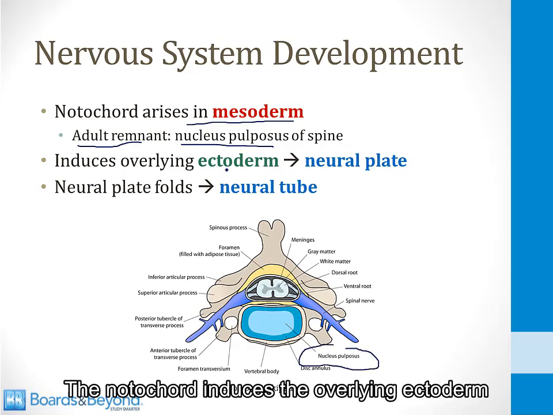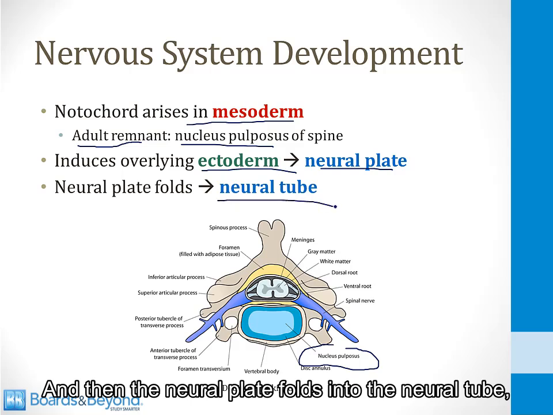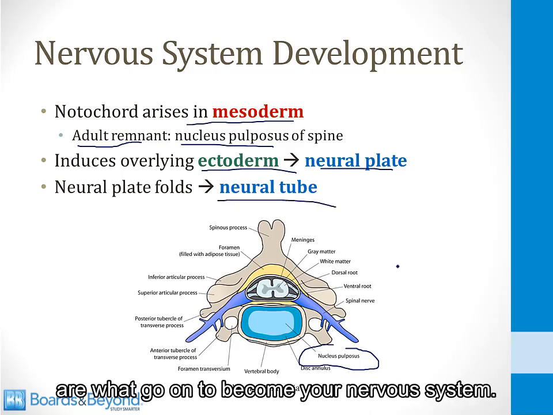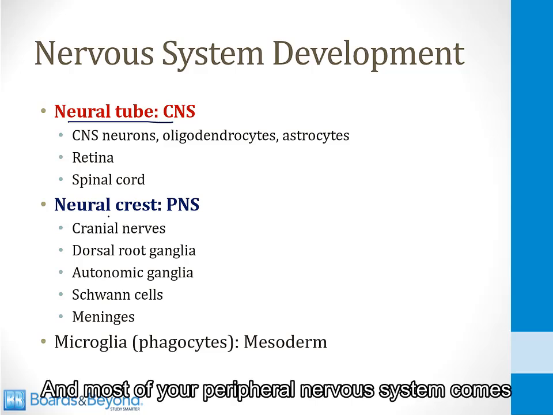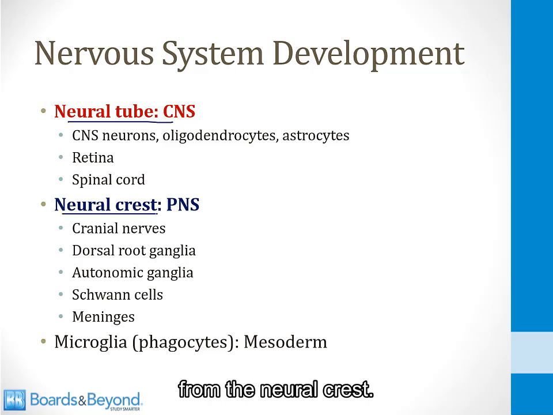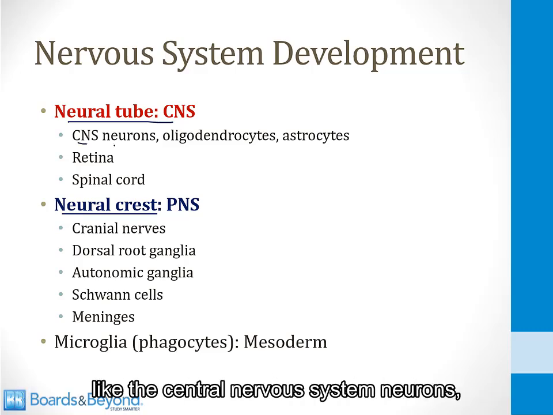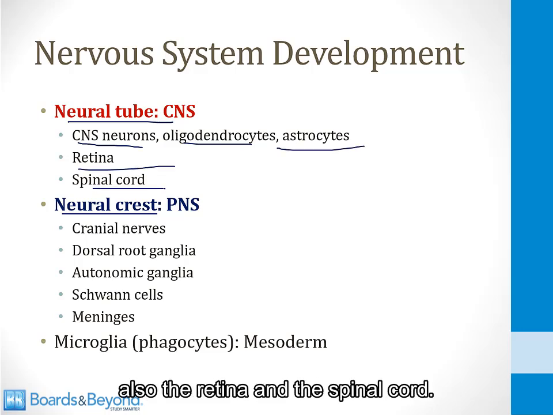The notochord induces the overlying ectoderm to become the neural plate, and then the neural plate folds into the neural tube, and the neural tube and the neural crests are what go on to become your nervous system. Most of your central nervous system comes from the neural tube, and most of your peripheral nervous system comes from the neural crest. Structures that derive from the neural tube include things like the central nervous system neurons, oligodendrocytes and astrocytes, also the retina and the spinal cord.